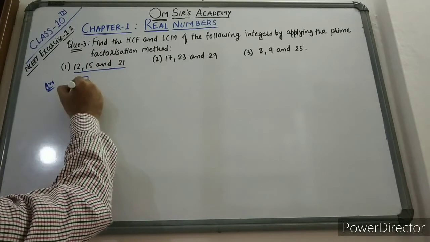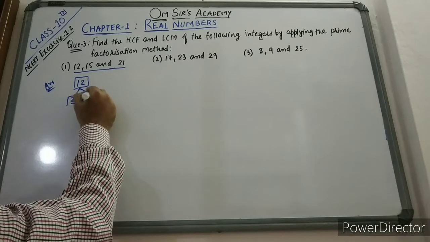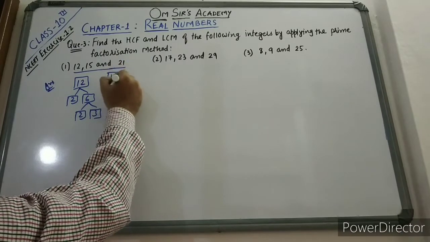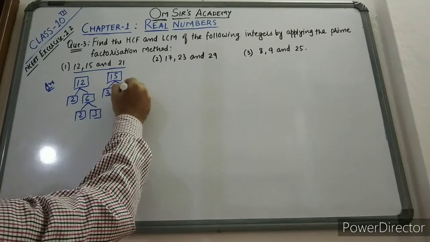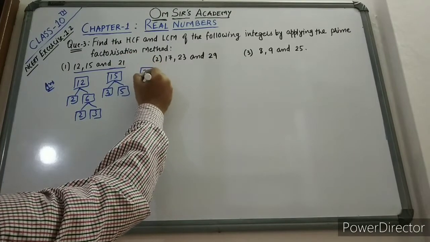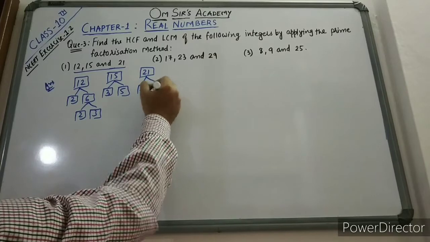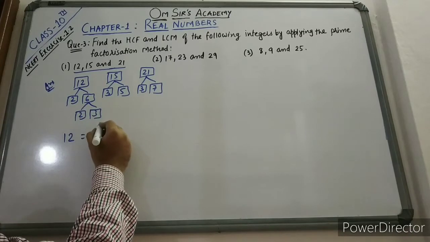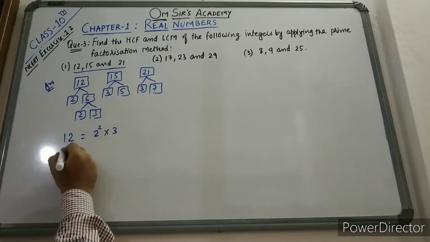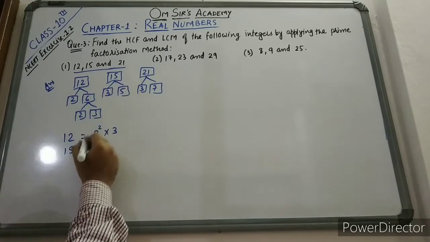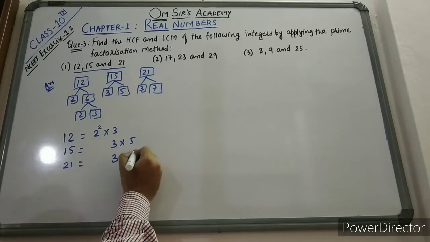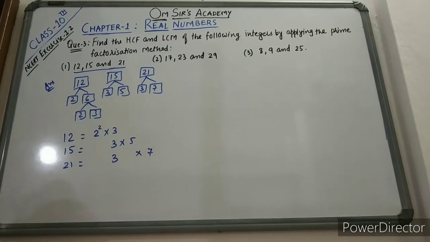12. What will be the prime factors of 12? 2 6s are 12, and 2 3s are 6. Then 15. What will be the prime factors of 15? 3 5s are 15. And 21, what will be the prime factors of 21? 3 7s are 21. Is it clear? So 12 is written as 2 into 2 into 3, that is 2 square into 3. 15 is written as 3 into 5. And 21 is written as 3 into 7.